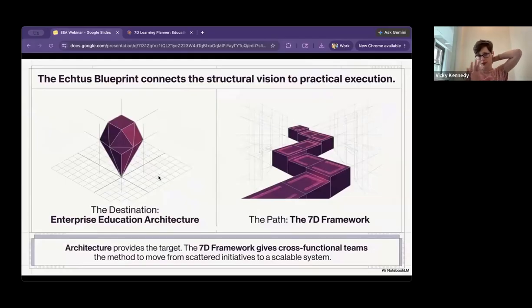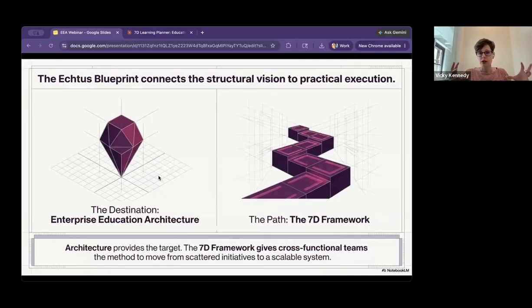So the Echtus Blueprint, this is what we coined as the combination of the education architecture and the framework to get there, which I'll talk about both of these in this webinar. So this webinar is really just introducing this blueprint, giving you something to think about and work through as you do move your organization and team into more of an agentic space. But essentially, we have two things here: the destination, which is what good looks like, this enterprise education architecture. How can you see this at your organization? How can you see if you're in a space to really make the best use of the agentic workflows and any kind of scale, really, like that digital transformation?